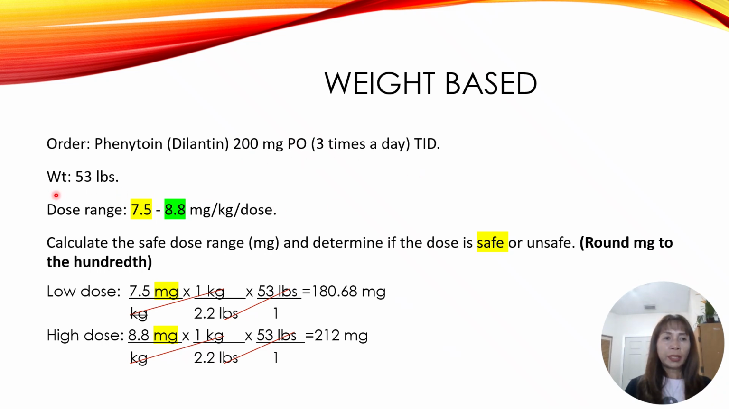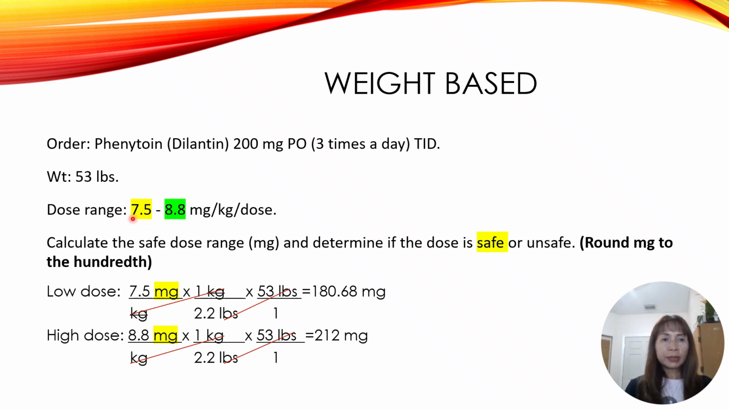The patient weighed 53 pounds. The dose range for this medication is 7.5 to 8.8 milligrams per kilogram per dose. So now we are going to determine if the dose the doctor ordered is safe, meaning what is the lowest dose we can give to this patient and what is the highest dose we can give to this patient.